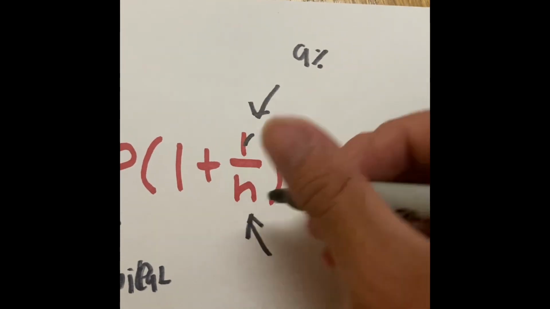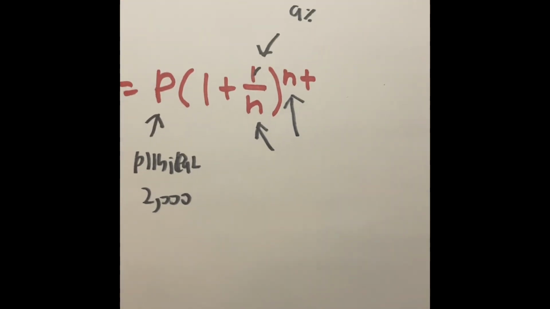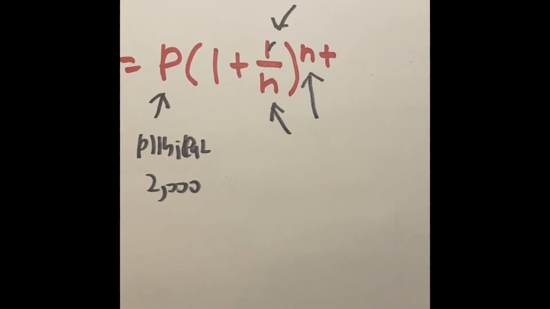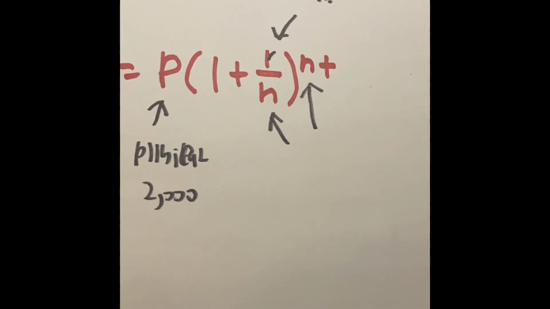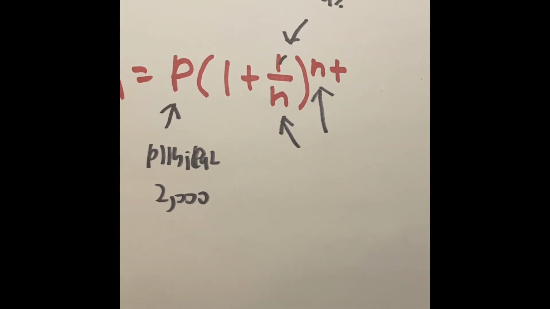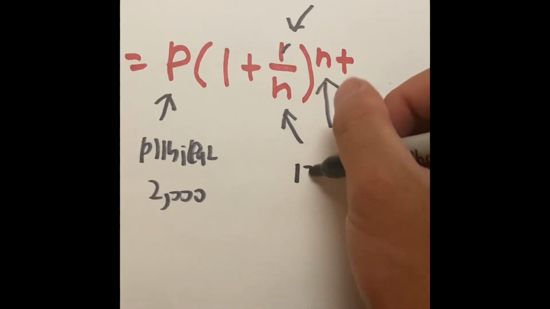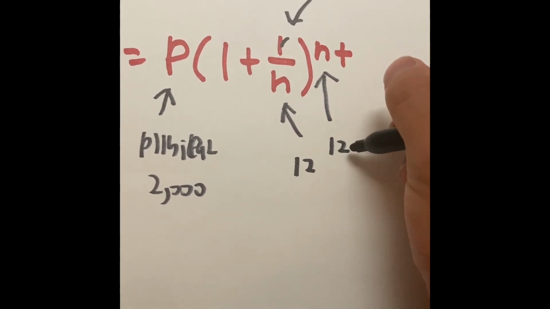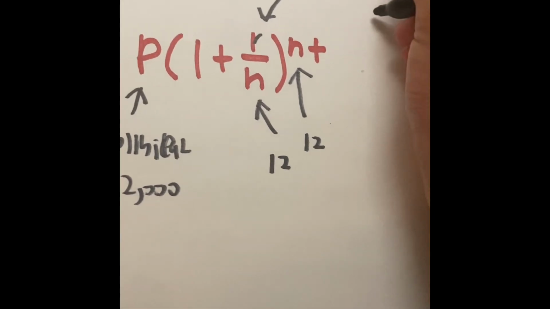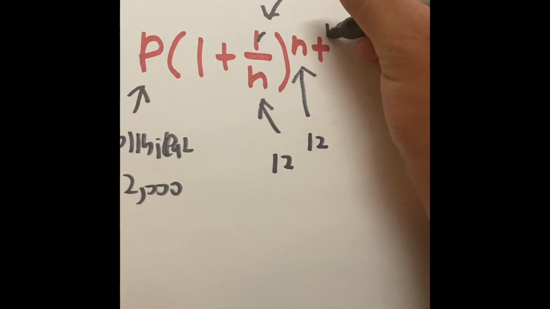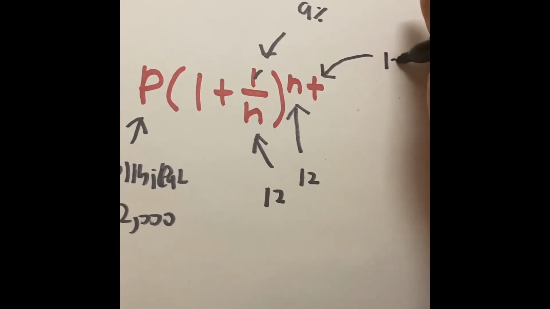n represents the number of times that our money grows in the bank per year. We're going to say that it's going to compound every month, so I'm going to say 12 times per year, because there are 12 months in the year. And t represents time, and I'm going to put it to 10 years.